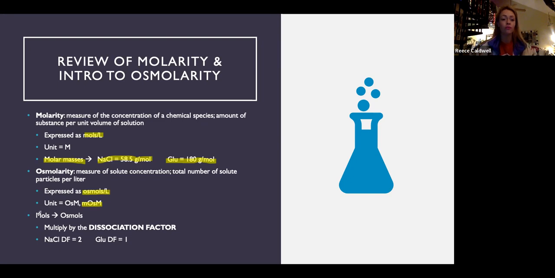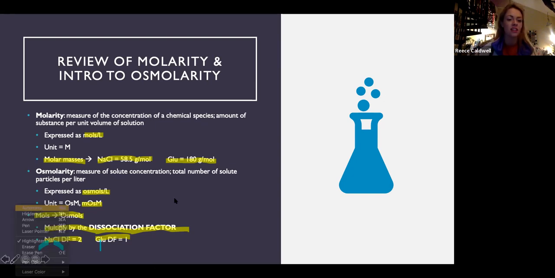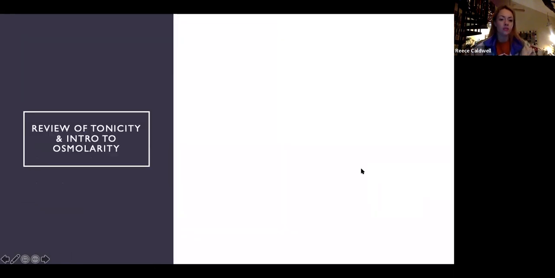And the way that we convert from moles to osmoles, or go from molarity to osmolarity, is by multiplying by the dissociation factor. So when we hop into our calculations in just a little bit, we'll see how that works. There are 2 dissociation factors that you definitely need to memorize, first being sodium chloride and the second being glucose. And if you're wondering what dissociation factor means, it just means whenever we put it in a certain solution, it's going to dissociate into 2 different molecules. So sodium and chloride will dissociate. Glucose is a monosaccharide, so it just dissociates into 1 molecule. All right, so definitely have those memorized, but once we work through these calculations, I think you'll get it down. So now we're going to look at tonicity and a little more on osmolarity.